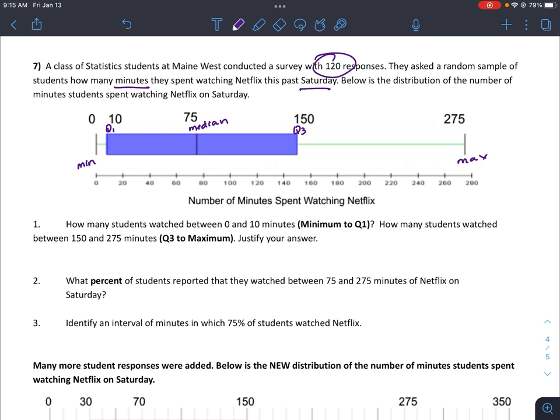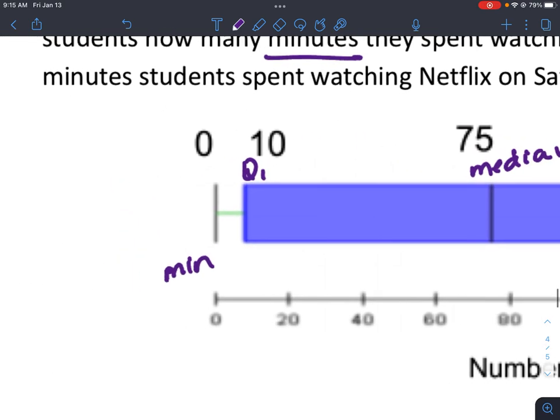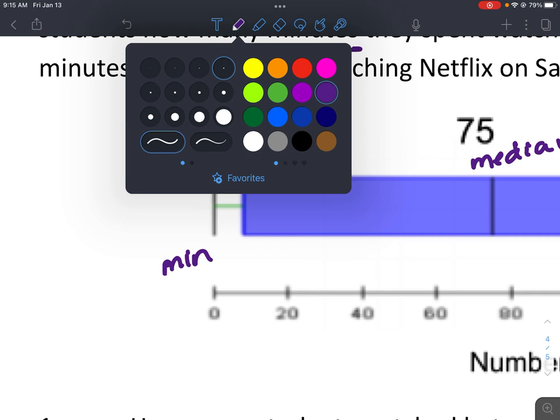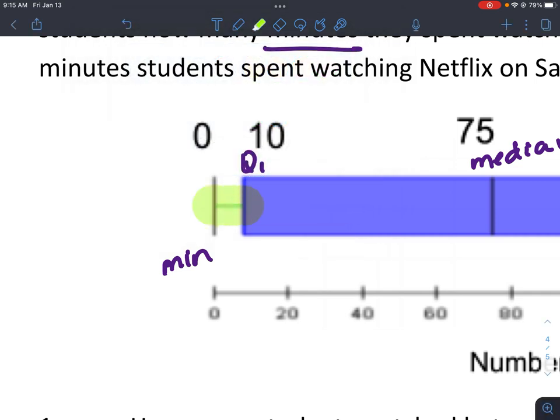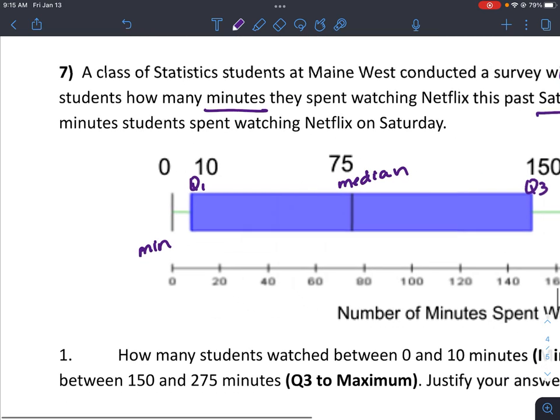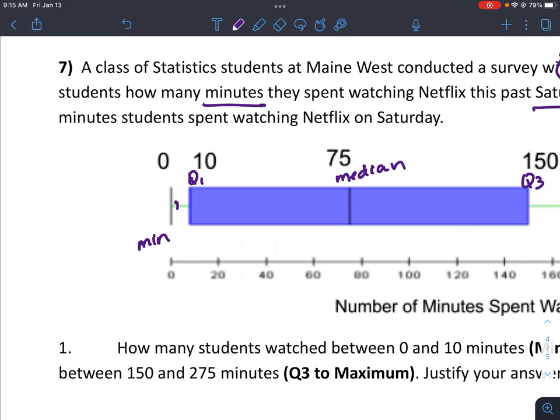So first question, how many students watched between 0 and 10 minutes, minimum to Q1? How many students watched between 150 and 275? Okay, so not the percent, but the percent is important. We have 120 students, and we're doing from 0 to Q1 here. That's 25% of the data that lies here.